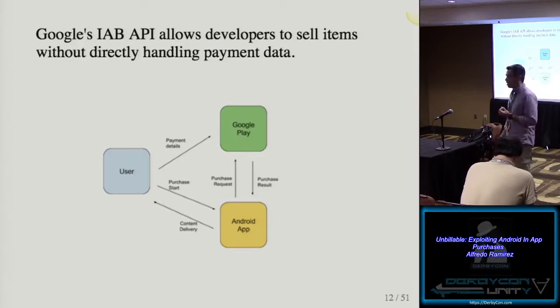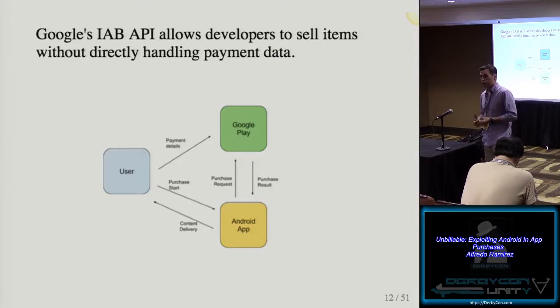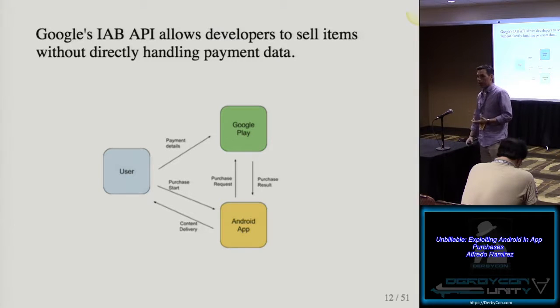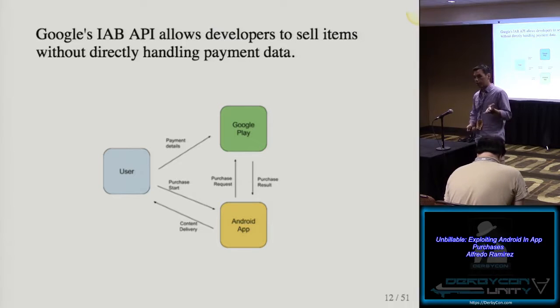And Google's in-app billing API, the whole point is that a user can make a purchase without ever having to give you their payment data. So the way it works is the user says, hey, I want to purchase this thing. So then the app says, hey, Google Play, my user would like to purchase this SKU, this lollipop hammer. So then Google Play takes control and says, hey, give me your payment details. Do you actually want to buy this thing? The user says yes or no, whatever. And then Google says, okay, the payment went through, the purchase is complete. You can give them their content now.